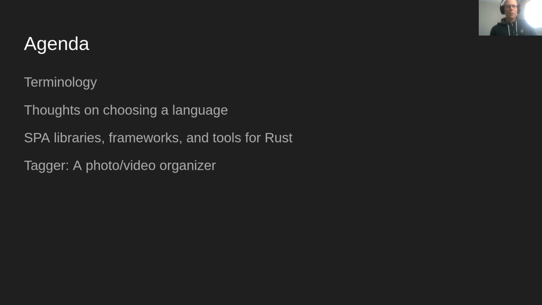The next is a little bit of a philosophical treatment of how one chooses a programming language, and talk a little bit about why I chose Rust for this project. And then we'll talk about what libraries, frameworks, and tools are available for developing modern web applications, in particular single-page applications. And if you don't know what single-page apps are, don't worry, we'll talk about that.